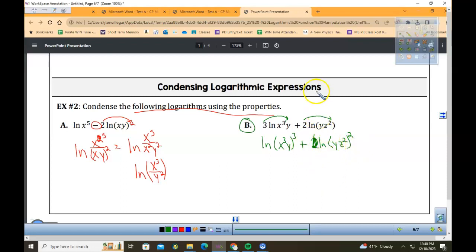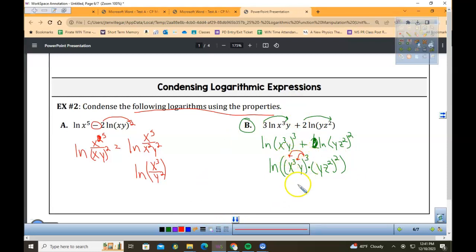All right. So now if I'm adding, I'm multiplying, right? So that's natural log of x to the 3rd, y, all to the 3rd, times y z squared to the 2nd. Let's simplify this beast.